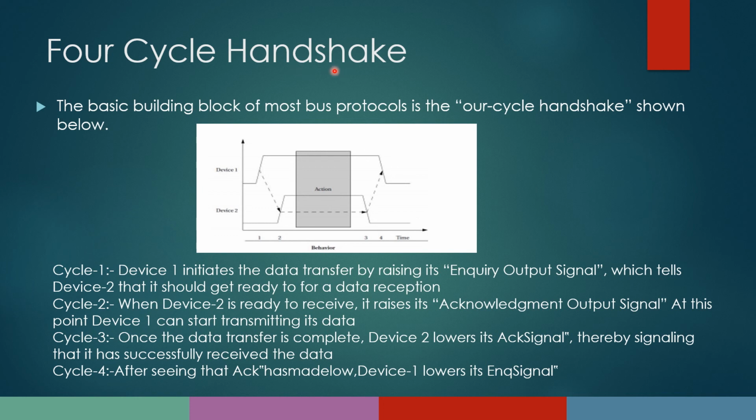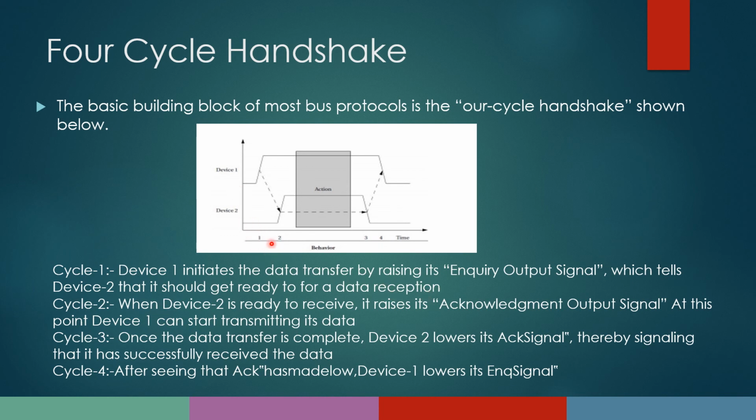Now, in the last slide, we have seen the two types of handshaking signals, that is, the inquiry and acknowledgement signals. Now, we can say that the actual data transfer takes place in 4 cycles. So this handshake is called a 4-cycle handshake. The behavioral timing diagram of the two devices is shown. So, what is the first step? Device 1 is going to send its handshake signal, that is, an inquiry output signal, inquiring whether device 2 is ready for data reception. Okay, so this is the first step.